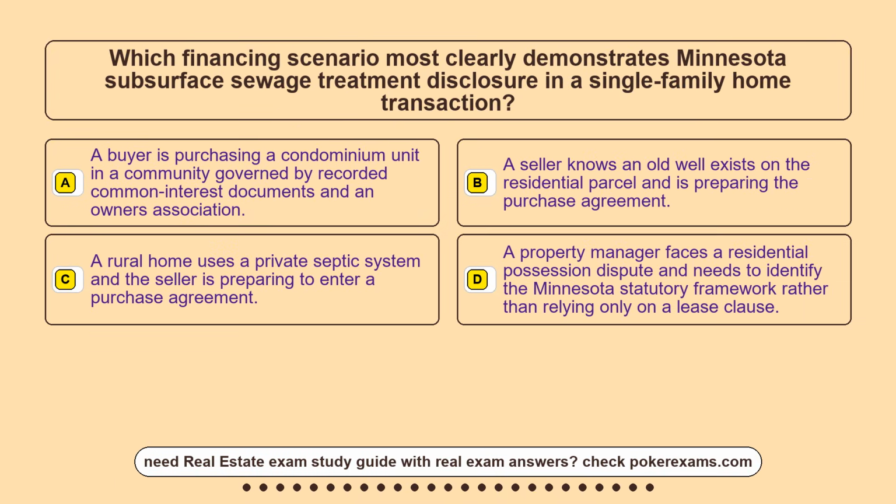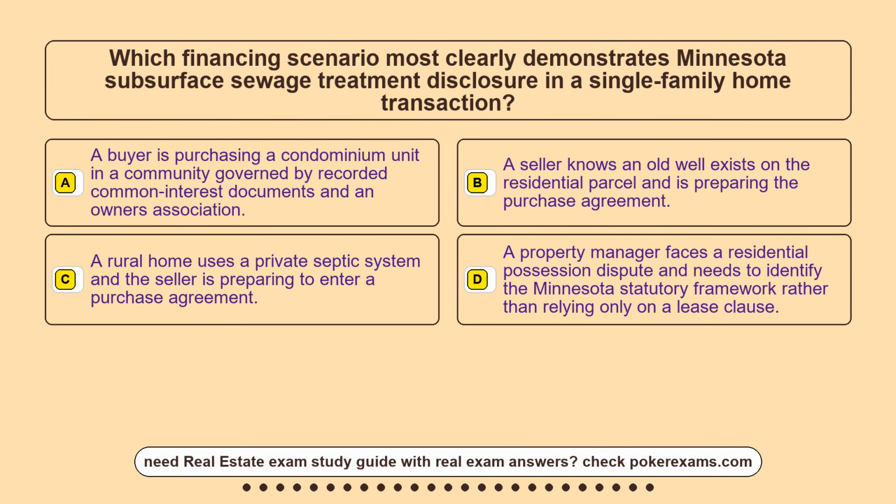Question 22. Which financing scenario most clearly demonstrates Minnesota subsurface sewage treatment disclosure in a single-family home transaction? Option A. A buyer is purchasing a condominium unit in a community governed by recorded common-interest documents and an owners association.